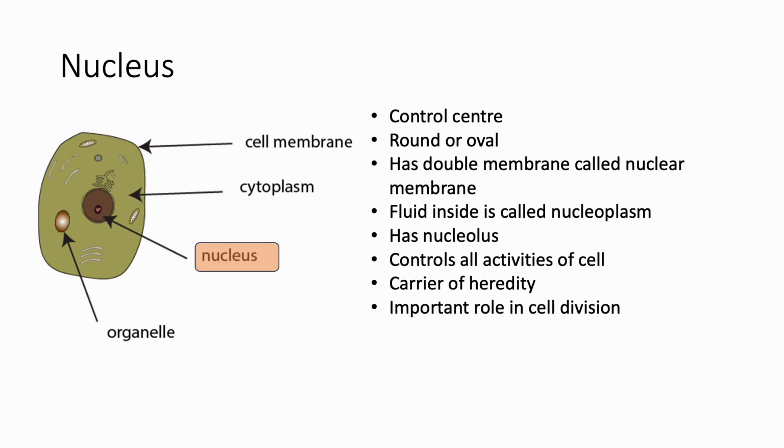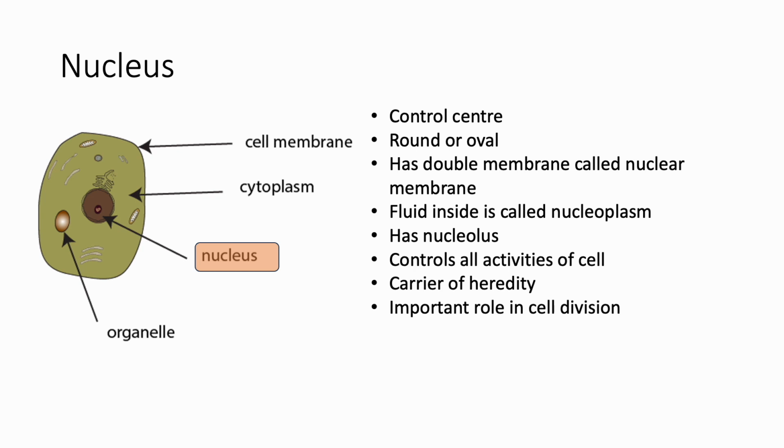The nucleus is the control center of the cell. It's the main office, the central office. Okay? It's round or oval and has a double membrane called the nuclear membrane around it. Just like the cell has a cell membrane, this has a nuclear membrane. The fluid inside is called the nucleoplasm. Just like inside the cell it's called cytoplasm, inside the nucleus it's called nucleoplasm.